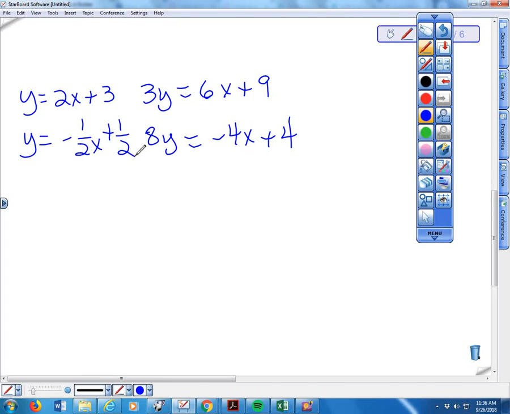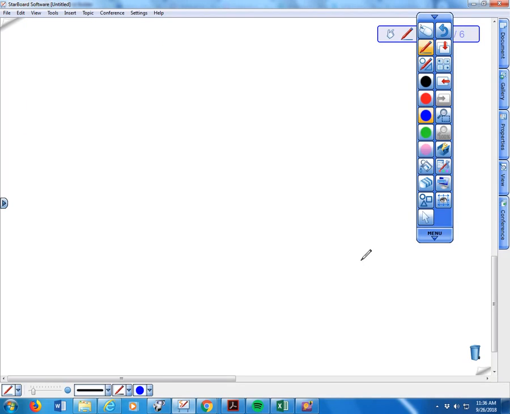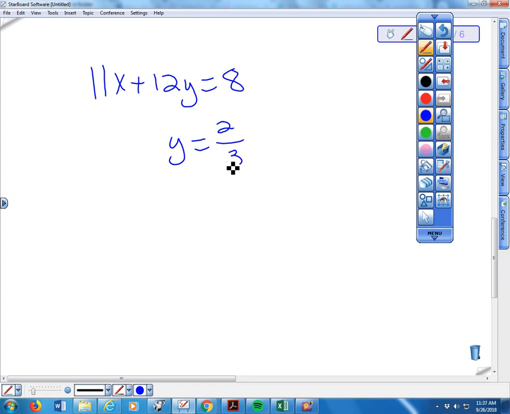Number 6, you've got 4 graphs. They asked us to find the x and y intercept of 11x plus 12y equals 8. Well, the x-intercept happens when y is 0. The y-intercept happens when x is 0. So all I have to do is really make this 0. So this goes away, and I'm just left with 12y equals 8. So y is equal to 2/3. Is that right? Yes. Then cover up the y, and x is equal to 8/11. Those are your x and y intercepts.